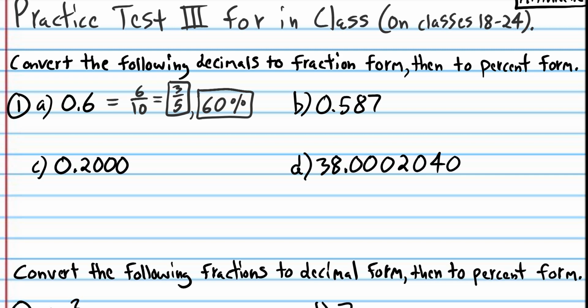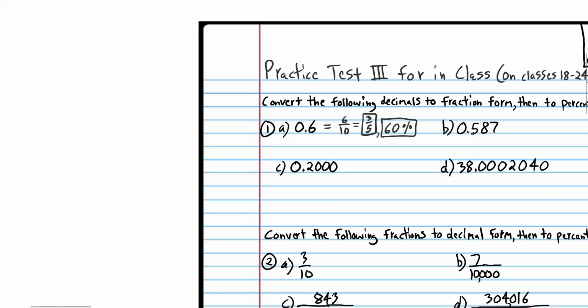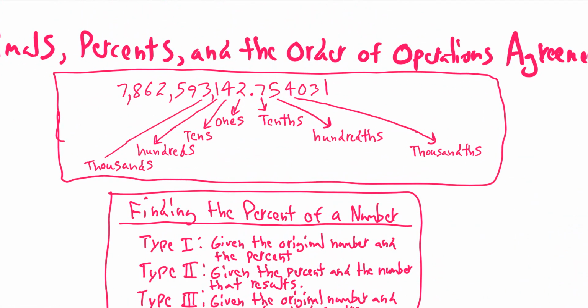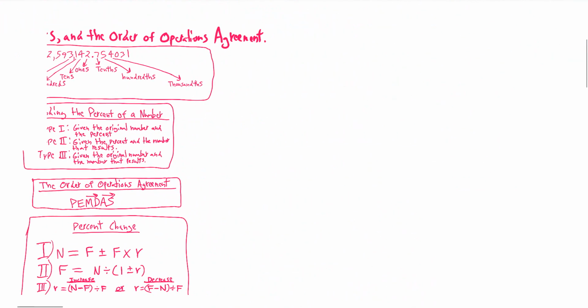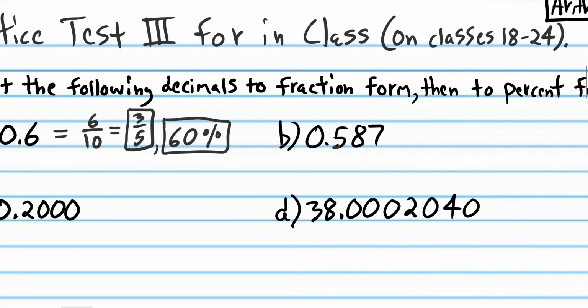All right, we're back. So this one's a little bit more difficult. We have to look at the number farthest to the right and ask what place is that in, what's the place value. Well, that's the third number from the decimal, so look at your screenshot. The third number to the right of the decimal is in the thousandths place. So we write 587 over 1,000.